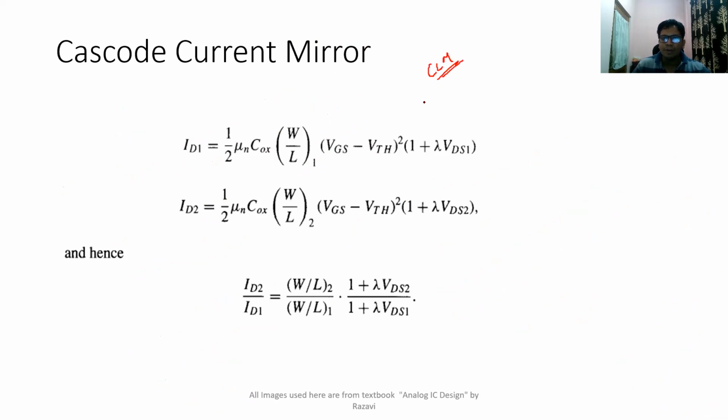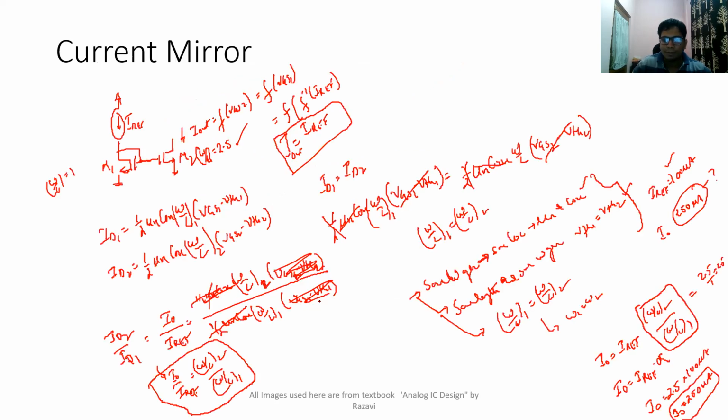Because in all the discussion we have done so far, we have ignored the channel length modulation. If I consider channel length modulation also, then the ID1 and ID2 equations will not be just mu Cox W by L (VGS minus VT) whole square, but will also include one more term, which is 1 plus lambda VDS. So if you include channel length modulation, then the ratio of the currents ID2 by ID1 will not be just W2 by W1 as we have seen in the previous class.